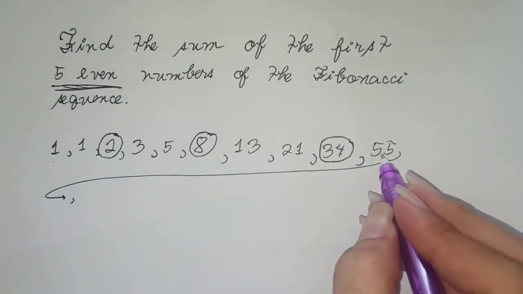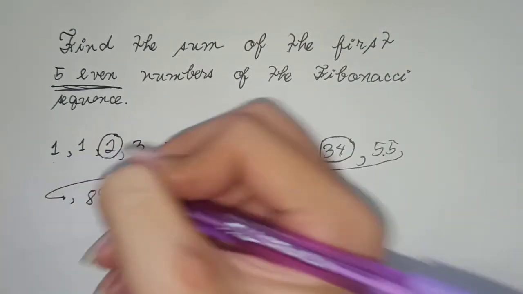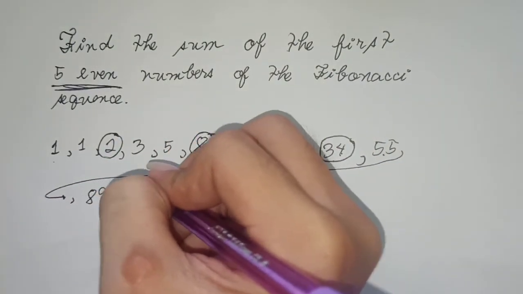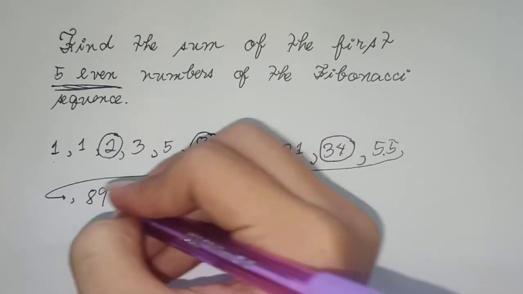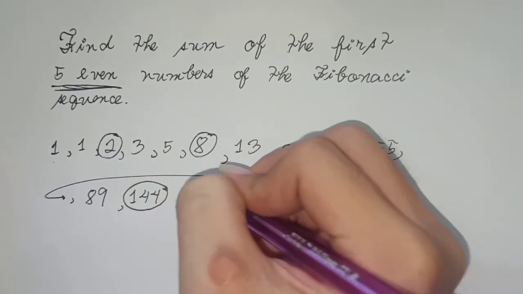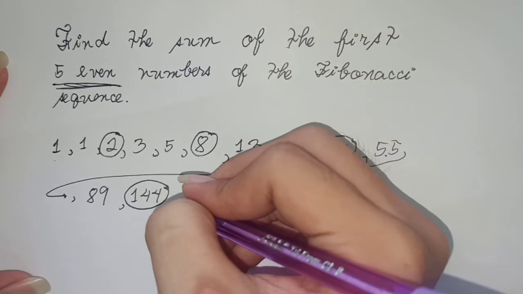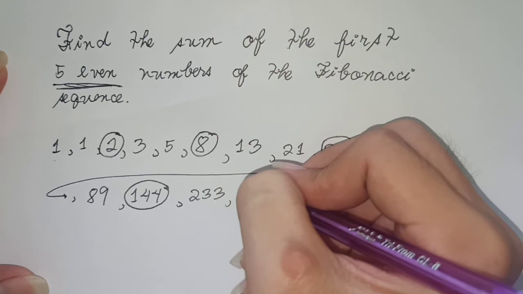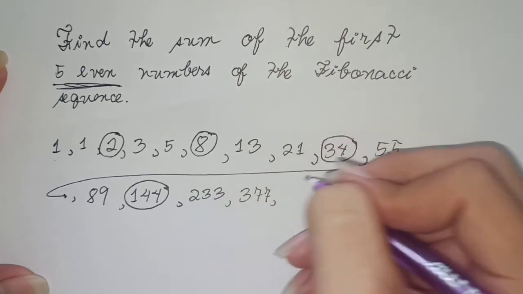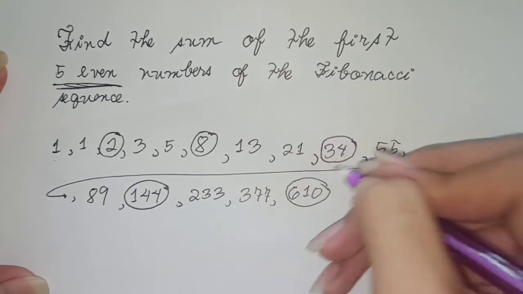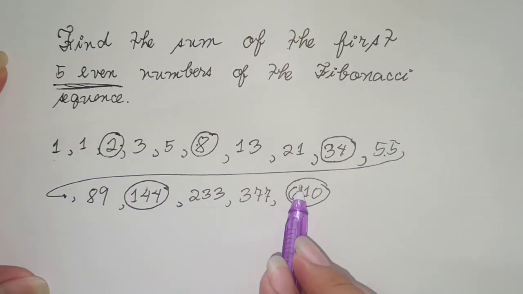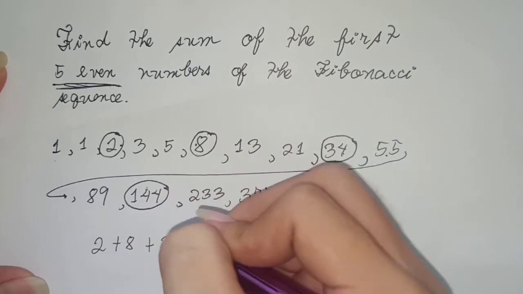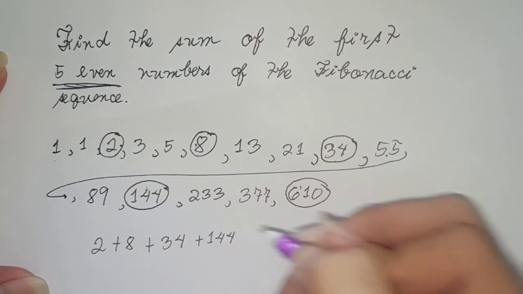2 more to go. 55 plus 89 is... Yes, 144, and it's an even number. So, 1 left. 144 plus 233 is 377. 233 plus 377 is 610, which is an even number. So the first 5 even numbers are 2, 8, 34, 144, and 610.